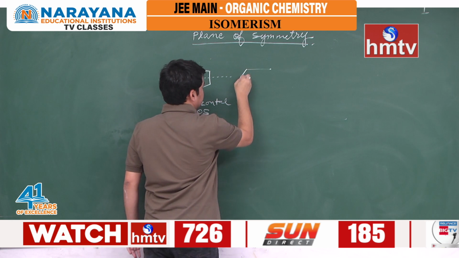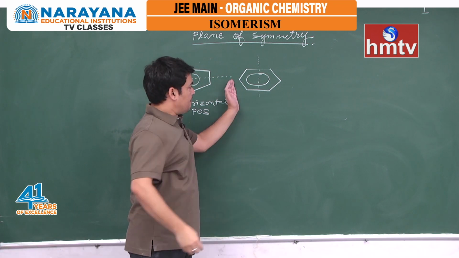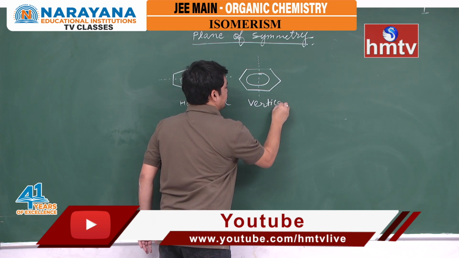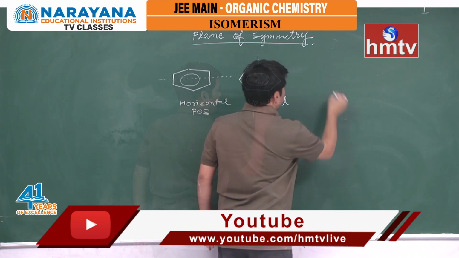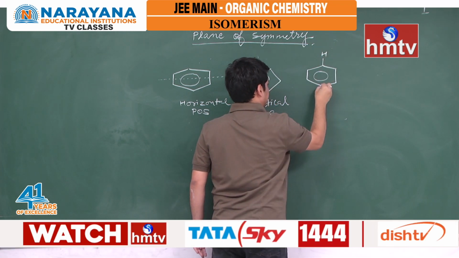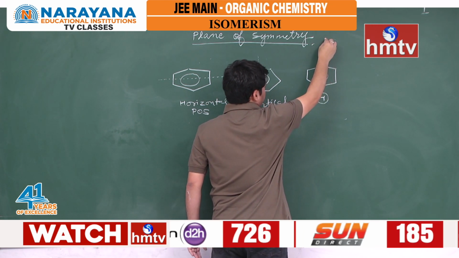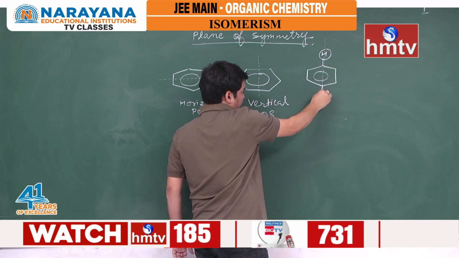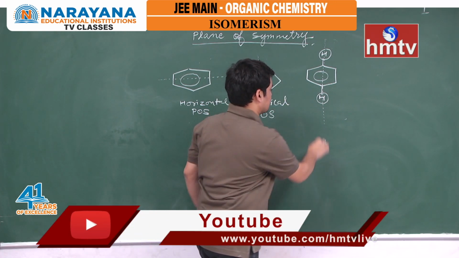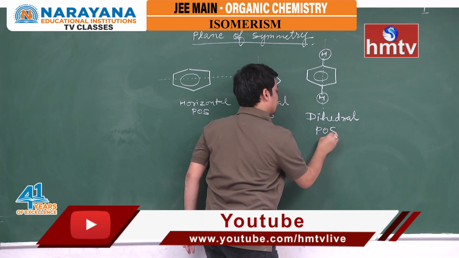Suppose I am writing benzene. If I cut like this, one more possibility, again an imaginary plane bisects the molecule into two equal halves which are mirror images of each other. I am considering it as a vertical plane of symmetry. Next, suppose I am writing benzene. Here we have hydrogen, which I am considering as a sphere. Now if I imagine one plane which is bisecting these spheres also along with the benzene, this is called a dihedral plane of symmetry.